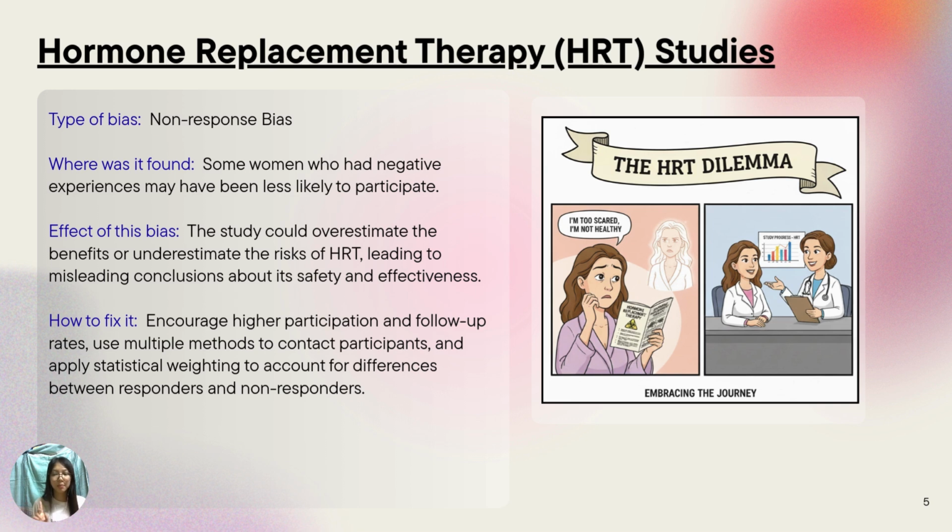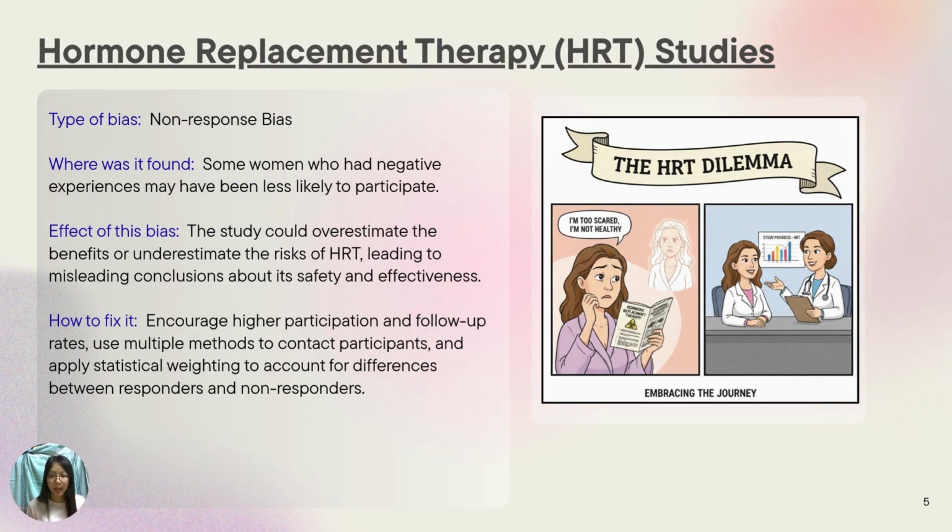The effect of this bias is the study could overestimate the benefits or underestimate the risks of HRT, which leads to misleading conclusions about its safety and effectiveness. And how to fix it? Well, encouraging higher participation in follow-up rates, using multiple methods to contact participants, and applying statistical weighting to account for differences between responders and non-responders will fix the problem.